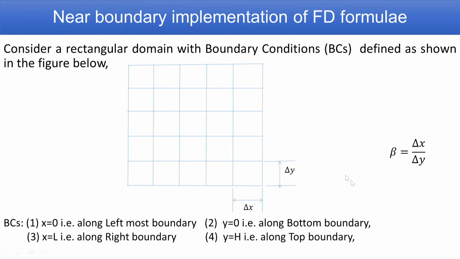For the example problem, the computational domain with the mesh arrangement is shown. Delta x and delta y are the respective spatial difference between two mesh points in x direction as well as in y direction, and we define a new term beta which is equal to delta x by delta y, and we apply boundary condition along x as well as along y.